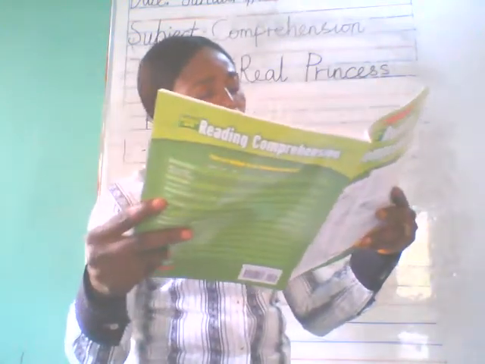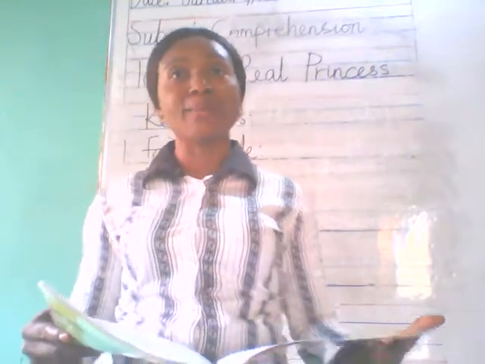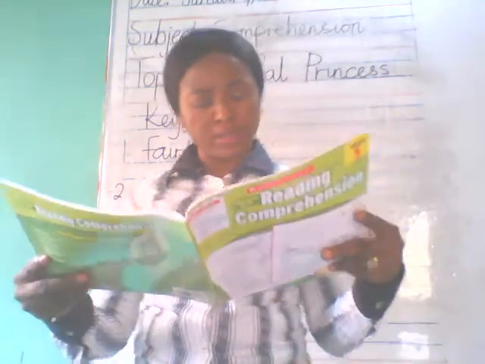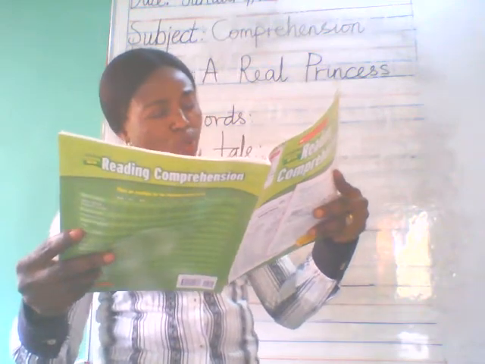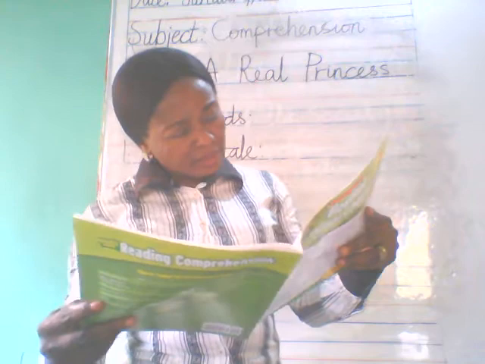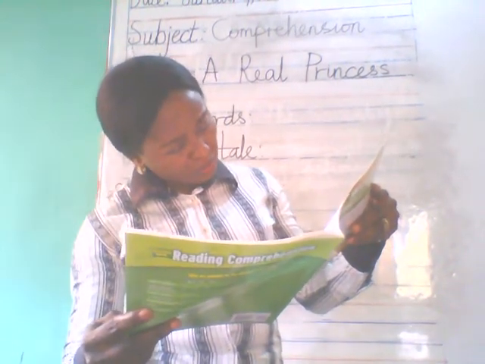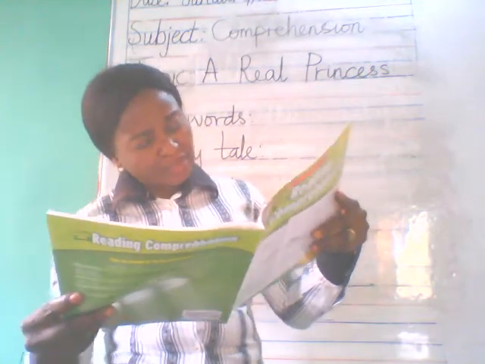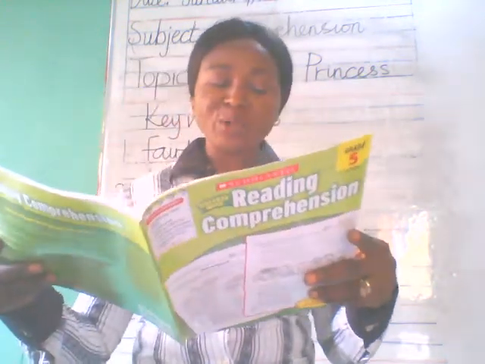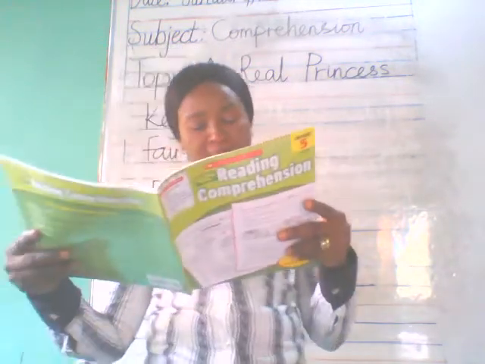a rain-soaked young woman showed up at the palace. You can imagine a rain-soaked young woman showed up at the palace. Does she look it? She wasn't looking it. Now, she showed up at the palace asking for shelter. You see, she claimed she was a princess.